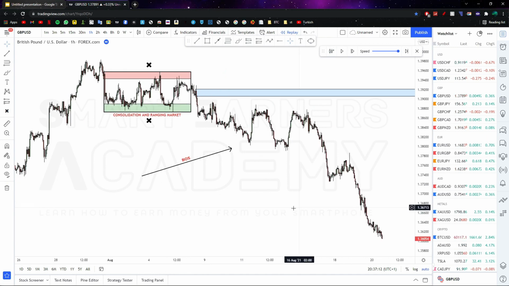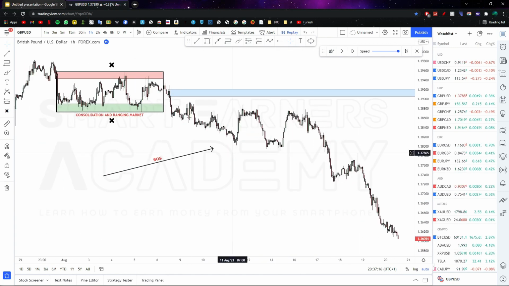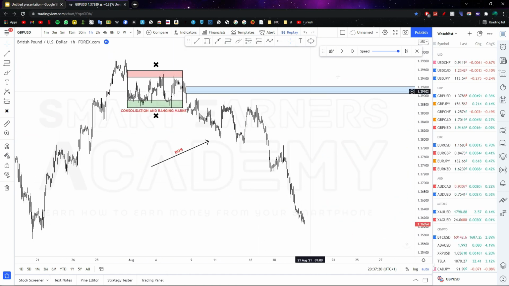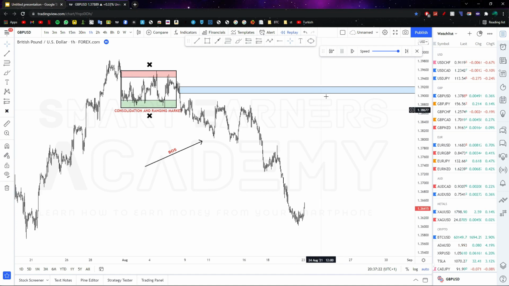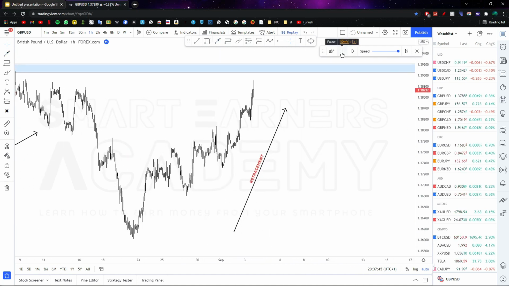okay, so now let's say we're here, right? We've broken multiple structures to the downside. What we're going to look for is our zone, right? We've got this nice order block zone, and this is where we're expecting our retracement, right? Price will begin to come back into our zone, and now we'll just wait for price to come back into our zone.